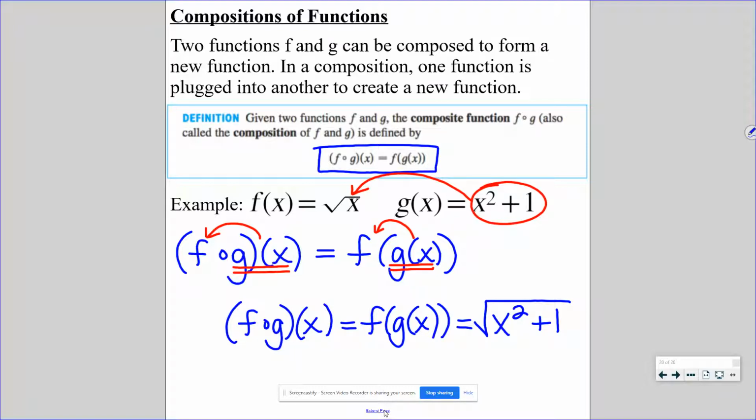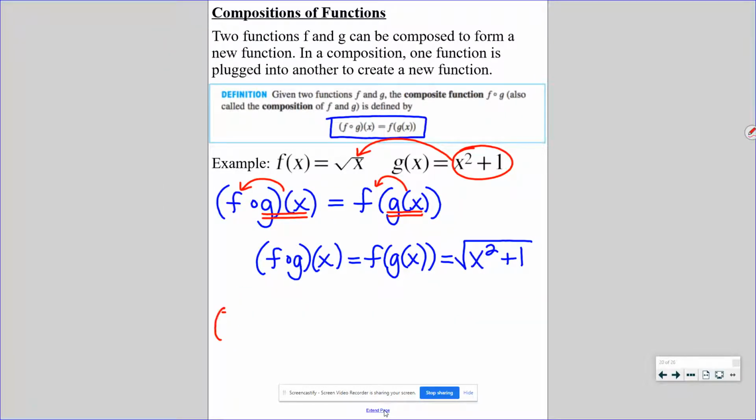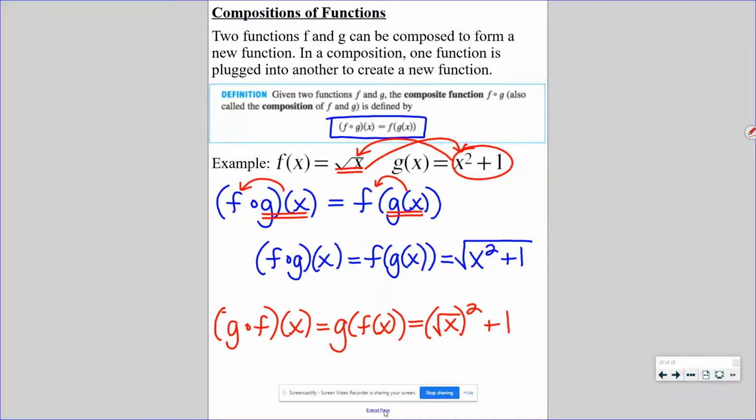You can also compose things the opposite direction. So I could do g composed with f. Let me show you what that looks like. So g composed with f, or g of f of x, another way to say it, would be the opposite direction. So it would be taking the radical x and plugging that into the x in the other equation. So it would be radical x squared plus 1. And that one could be simplified because square root of x, quantity squared, would just be x plus 1.